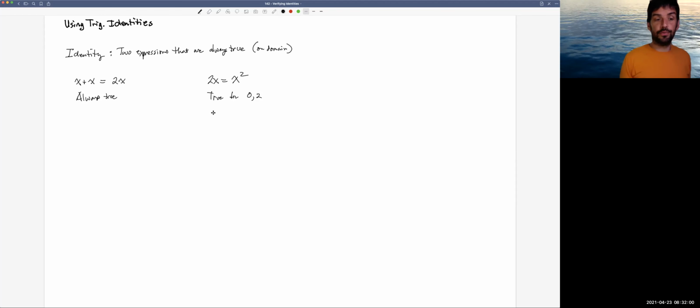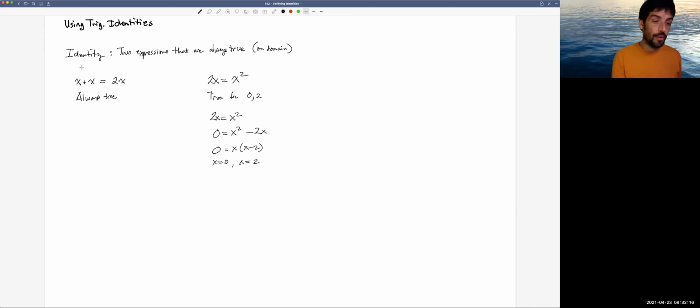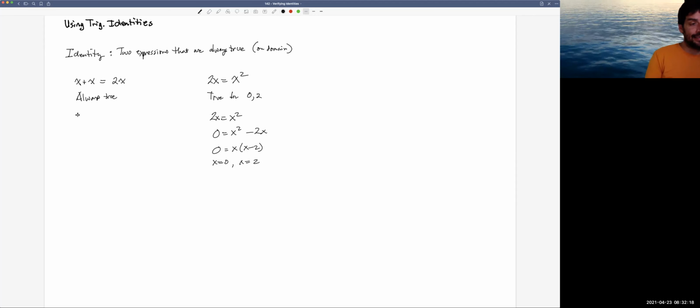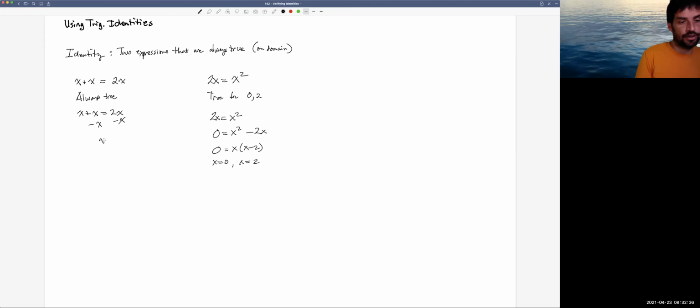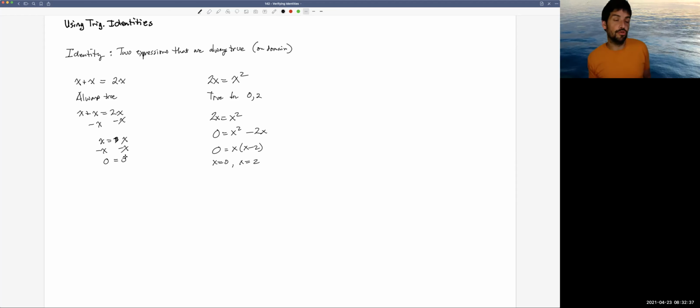Notice we can solve both of these, and let's just see what happens. 2x equals x squared. I might subtract 2x from both sides, factor out x, and we see then we get the result of x equals 0 or x equals 2. What happens if we solve an identity? All right, so if I'm solving this for x, maybe I think, oh, let's get all the x's on the same side. So I subtract one of the x's, I'll have 2x minus x is just going to be x. Let's get this other x over there. I end up with 0 equals 0, right? And this is what happens when you solve an identity.